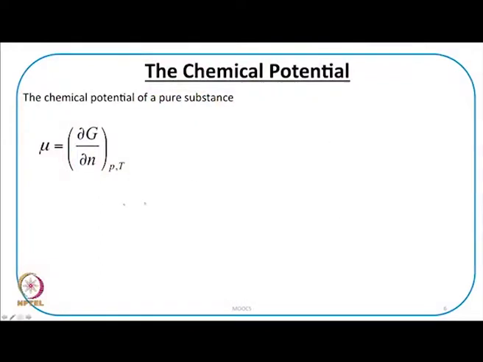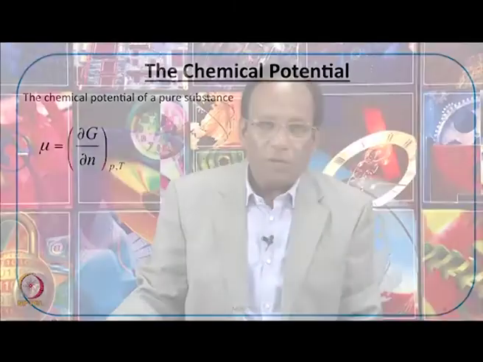Mathematically, chemical potential of a pure substance is defined by ∂G/∂N at constant pressure and temperature. The symbol used for chemical potential is mu, and please remember that this expression is the chemical potential of a pure substance, which is how much is the change in Gibbs energy upon addition of 1 mole of that substance. So, it is a change in Gibbs free energy when 1 mole of a pure substance is added.